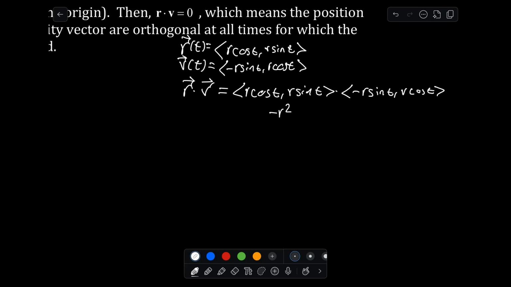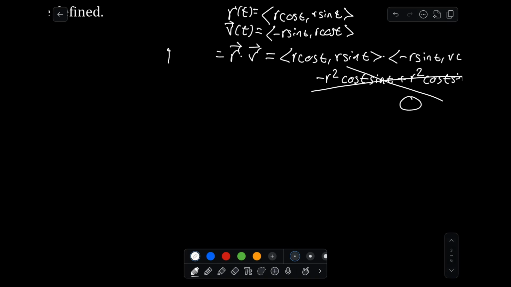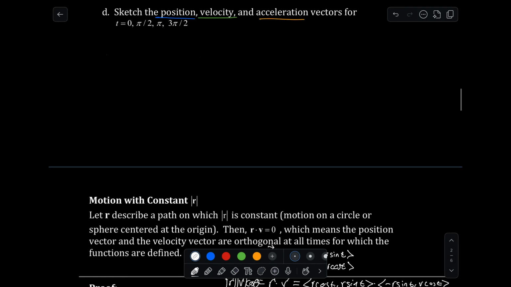It's going to be negative r squared cosine t sine t plus r squared cosine t sine t, and they both have a common factor of cosine t sine t. This just cancels, therefore it's 0. Given our definition of the dot product, it's also just going to be magnitude of r, magnitude of v cosine of theta. Doesn't matter what the magnitudes of these are. It's going to be cosine of 90, which means that these are going to be orthogonal to each other.